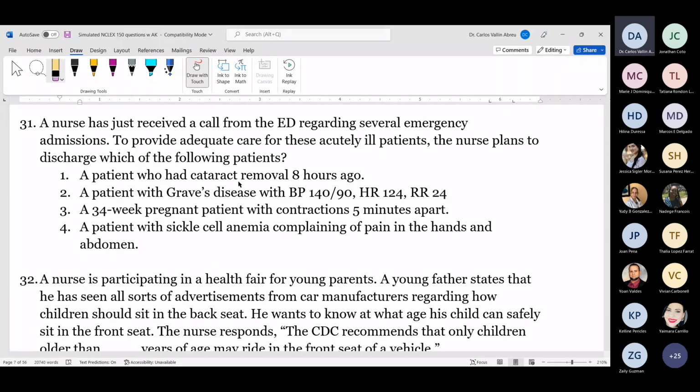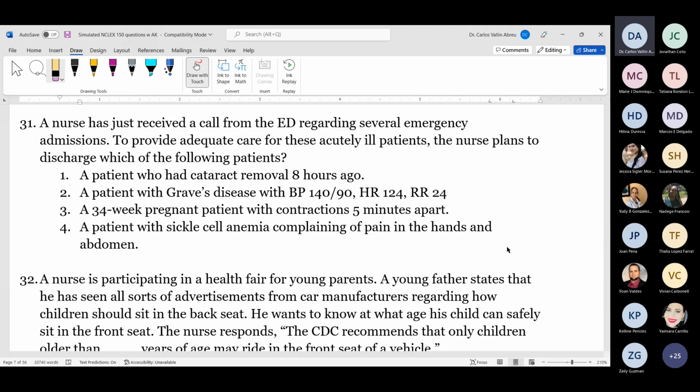A patient who had cataract removal 8 hours ago. A patient with Graves' disease with blood pressure 140/90, heart rate 124, respiration 24. A 34-week pregnant patient with contractions 5 minutes apart. A patient with sickle cell anemia complaining of pain in the hands and abdomen. Which of these patients can be discharged? Number 1.